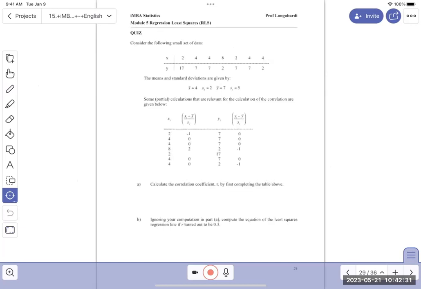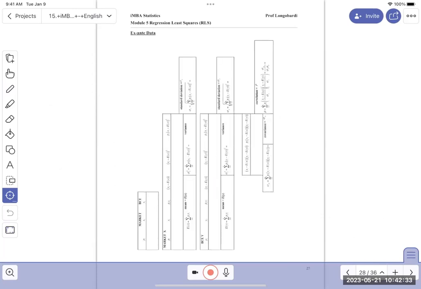I have these tables here to do it, and I give you the Excel file to do it step by step.